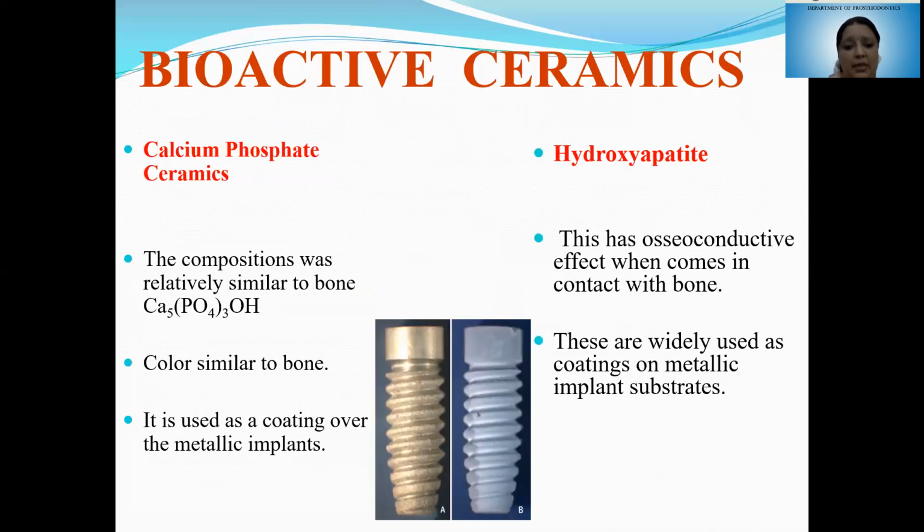Calcium phosphate ceramic has a composition which is very closely similar to bone. The color is also similar to bone, and this is generally used as a coating over metallic implants to make the metallic implants bioactive. Hydroxyapatite again has osteoconductive effect when it comes in contact with bone, and again they are used as coating on metallic implants.